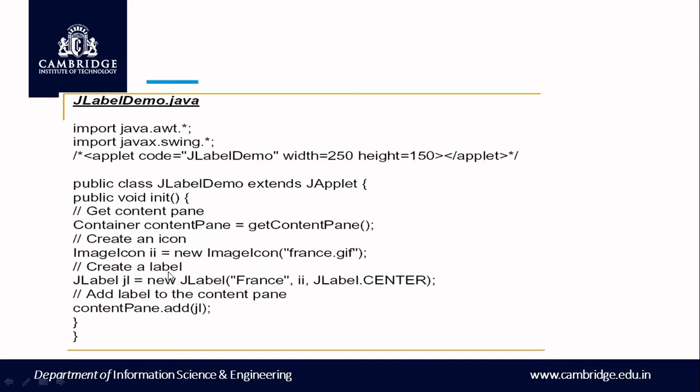Next, I have created a label. For creating a label, what is the name of your class? JLabel. Create an object for JLabel. Let's say jl is equal to new JLabel. See the three parameters I have specified. What is the first one? It is the string that has to be specified on my label. What is this ii? It is the icon object. So on this label, along with the text France, this image also will be displayed. And the alignment of my label is center. So you can see JLabel.CENTER. It will be present at the center of the content.